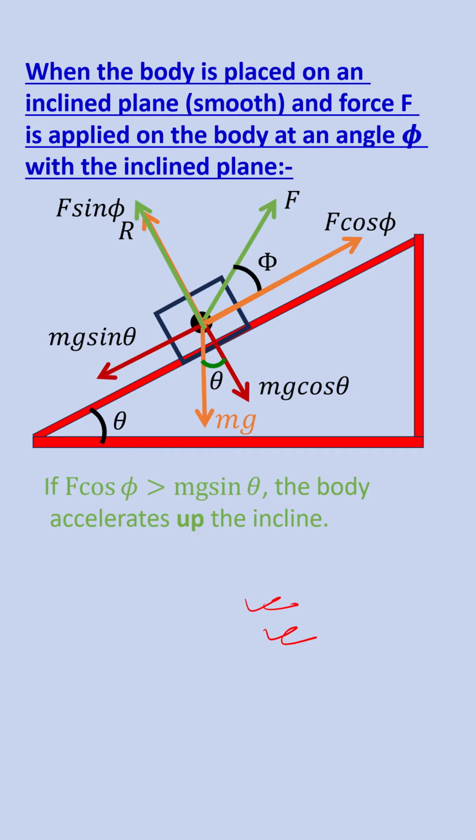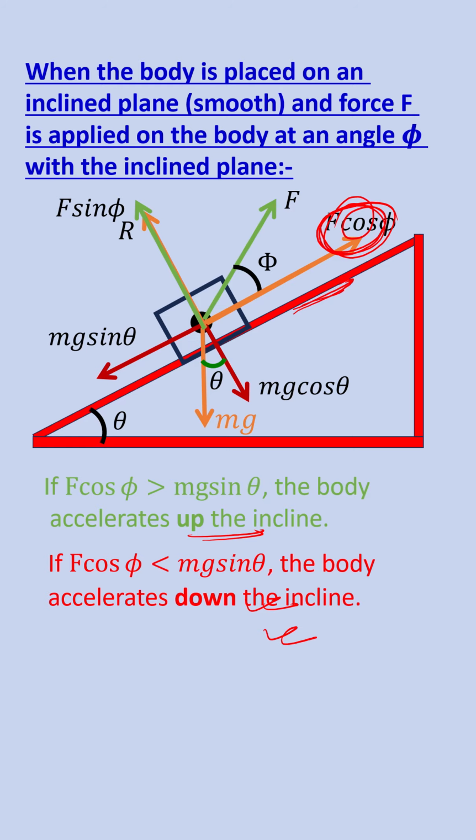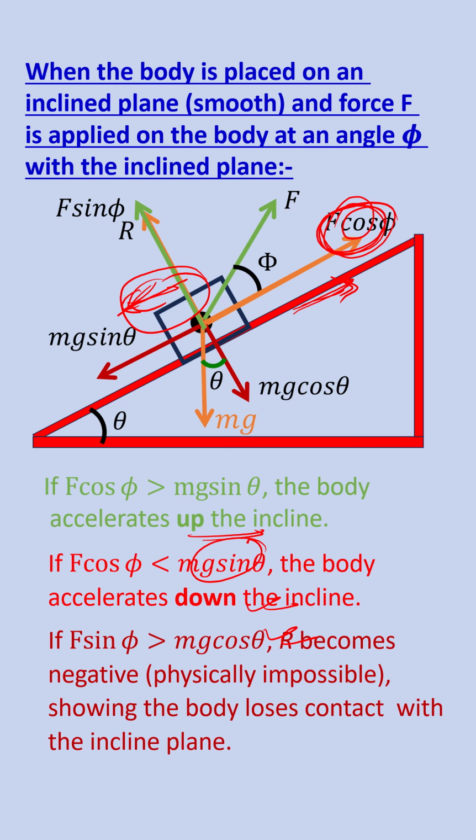If F cos phi is greater than mg sin theta, the body accelerates up. If this force is greater, the body will be moving upward. And if F cos phi is less than mg sin theta, the body moves downward. Whichever force is greater, the body moves in the direction of the greater force.